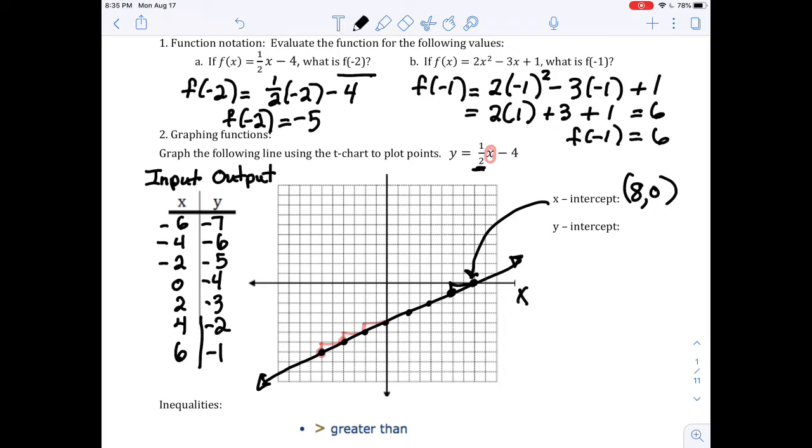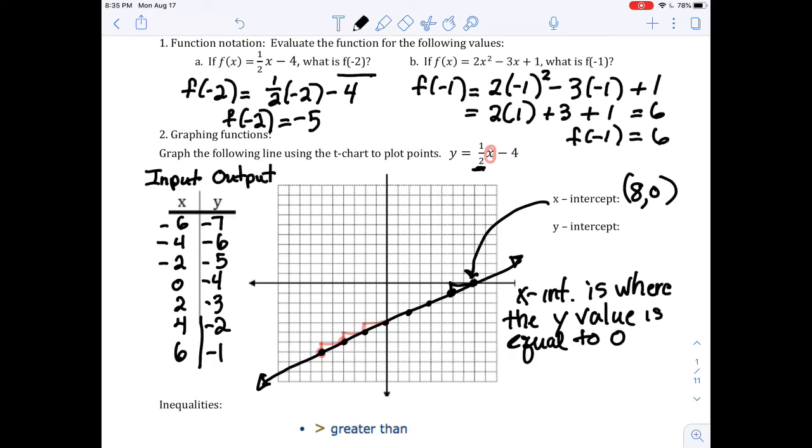So the x-intercept is where the y value is equal to 0. So you can graphically determine the x-intercept, or you could algebraically determine it by taking the y value of the equation and replacing it with 0 and solving for x.